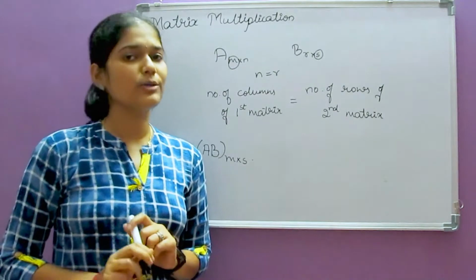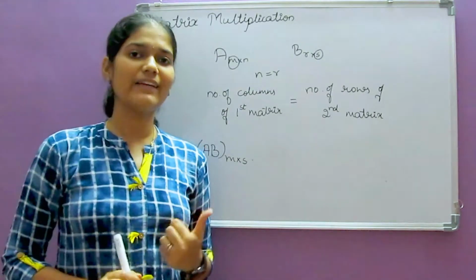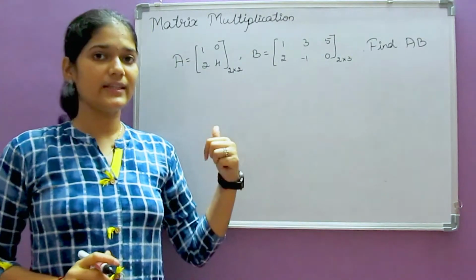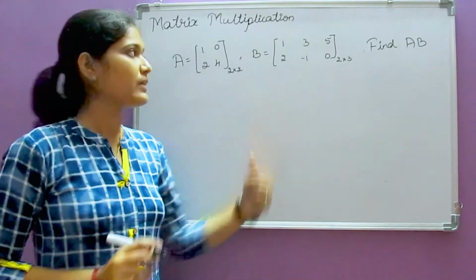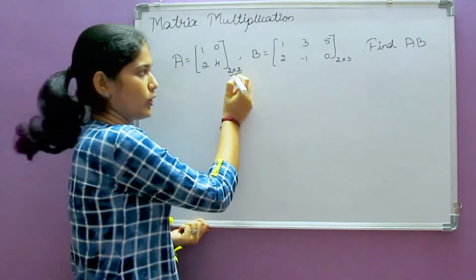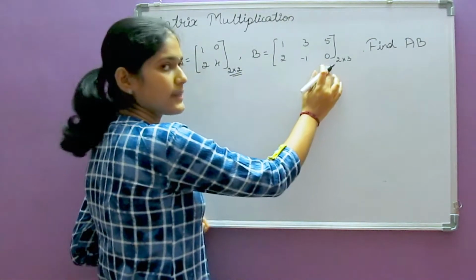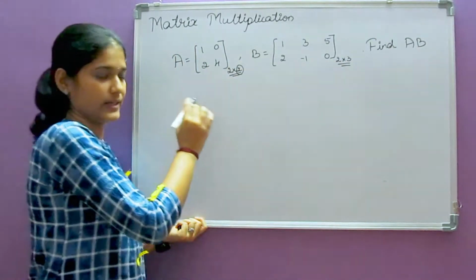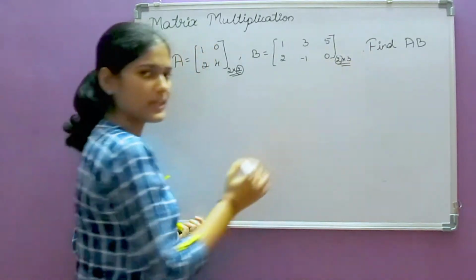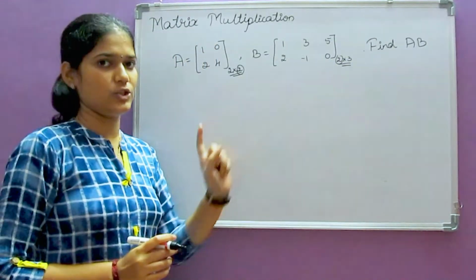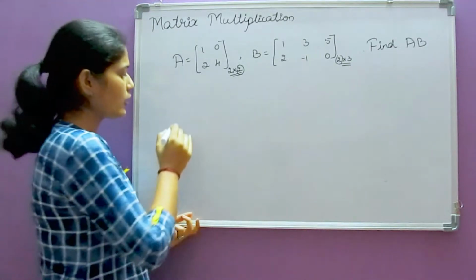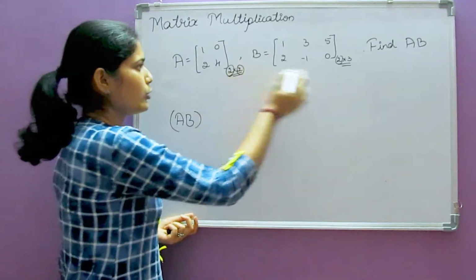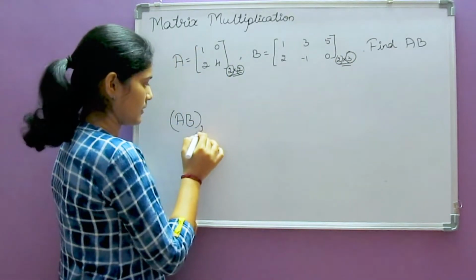Now let's see how to multiply two matrices. For that, I will take an example and explain it. Here is an example. In this, they have given A and B. Observe here, A is a matrix of order 2 cross 2 and B is a matrix of order 2 cross 3. Here, number of columns of the first matrix is equal to number of rows of the second matrix. So, we can multiply these two matrices. Now, the order of this matrix will be, as I told earlier, 2 cross 3.